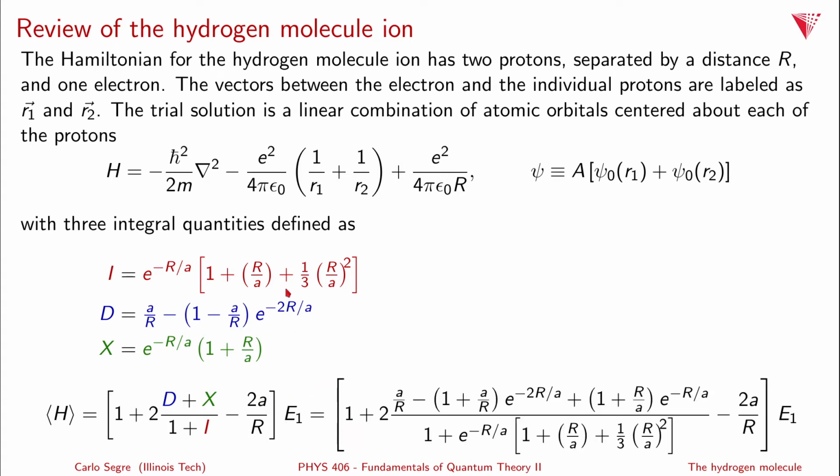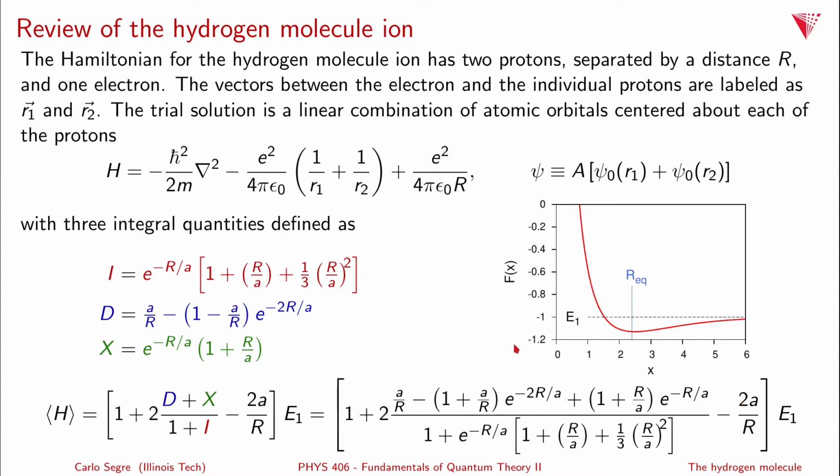And when all these values were put in, you can plot these as a function of R over a. So if you define R over a as x, this gives you 1 over x, this gives you 1 over x, and now here we have e to the minus 2x, and so on. And when that's plotted, you get the following.